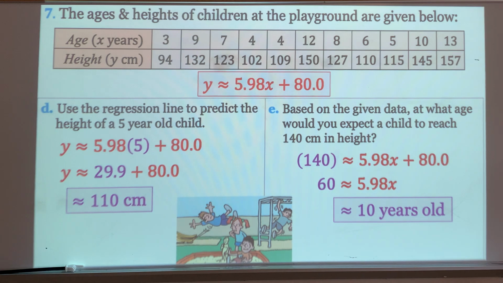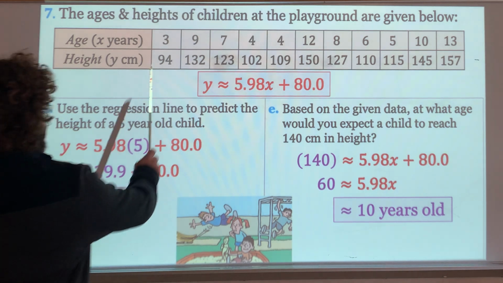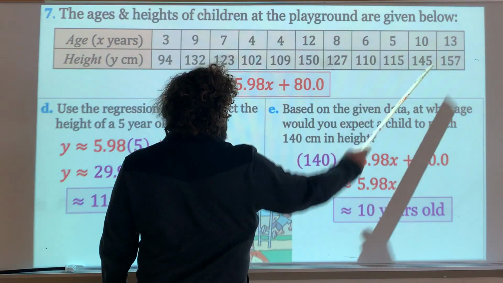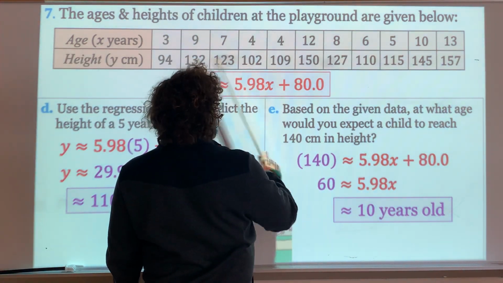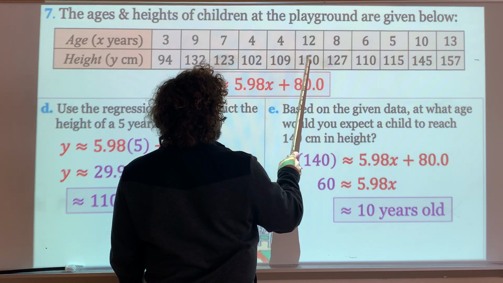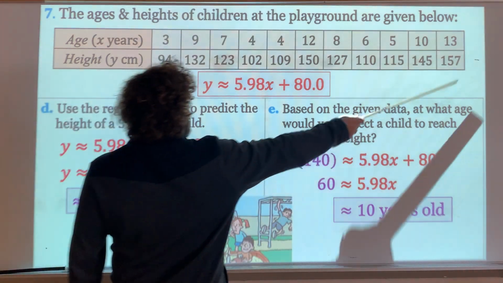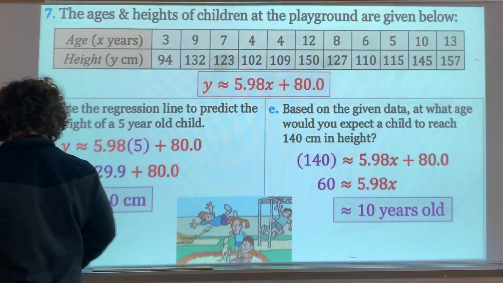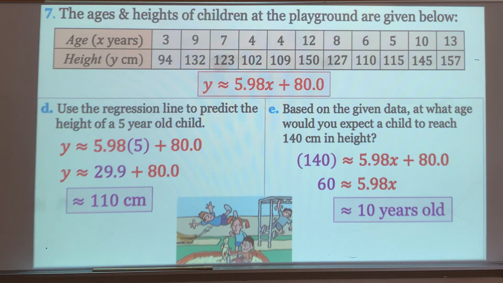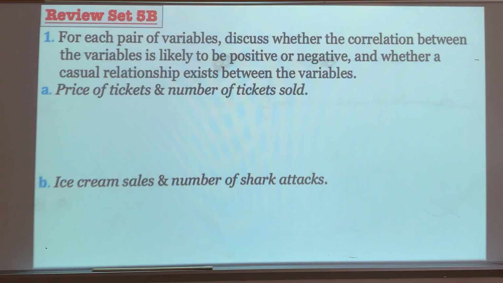And both answers there are interpolations. They both fall within the data set. 5 falls between 3 and 13. 140 falls between 94 and 157, sorry. So it does make sense. Hopefully it makes sense to you as well.